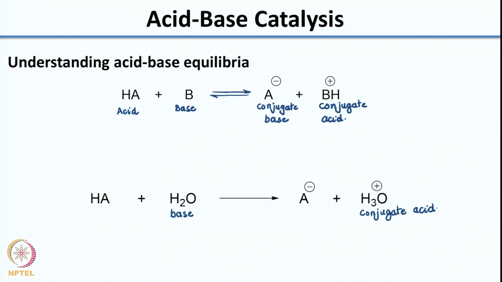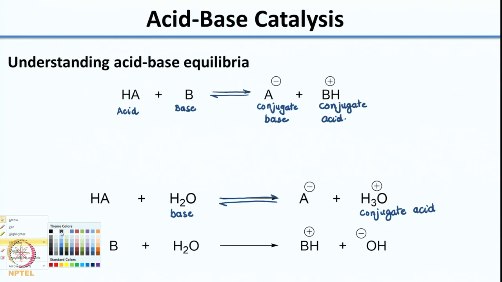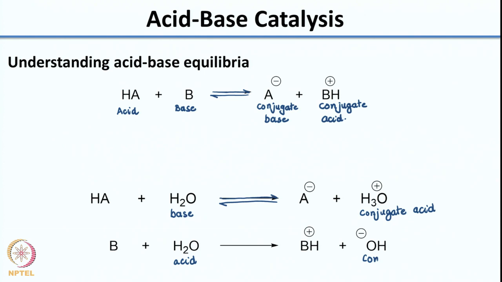Again, better way to represent this would be by the equilibrium sign. Similarly, water in the presence of a base, in this case, water now acts as an acid, and then you have your conjugate base of water, which is OH minus. Alright, so this is your acid, in this case this is your base, and this is your conjugate base, and this is your conjugate acid. And as I told you earlier, this process is also in equilibria. So this is a better arrow to represent this.